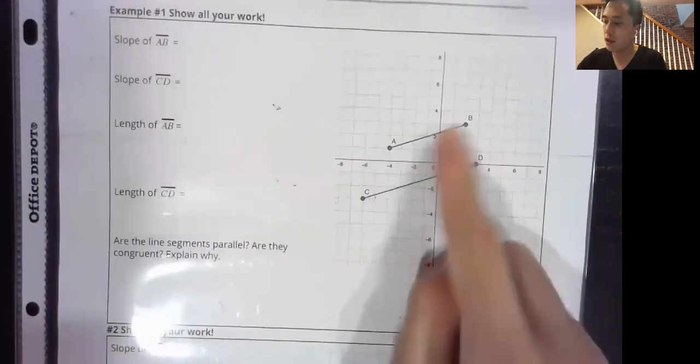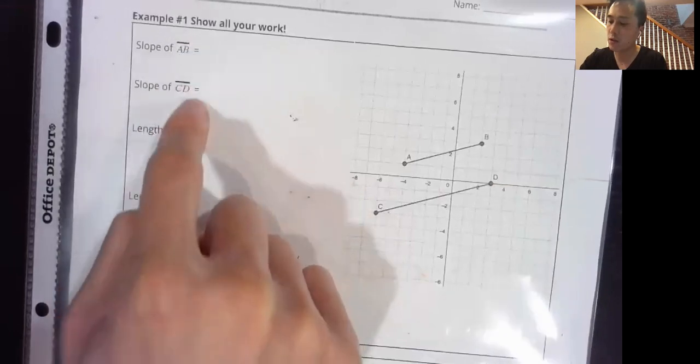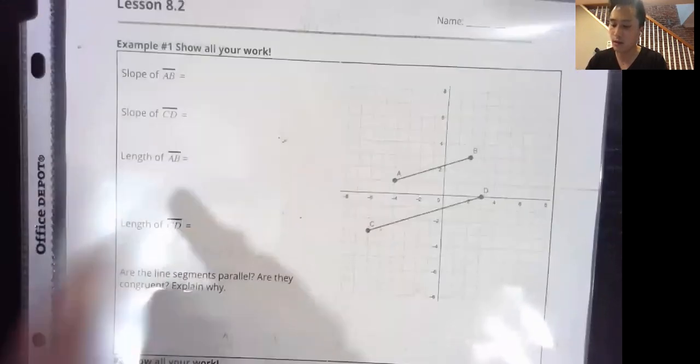You have these 2 line segments, AB and CD. And the first thing we have to do is find the slopes of the 2 lines and then the lengths of the 2 lines. So let's start by doing that.